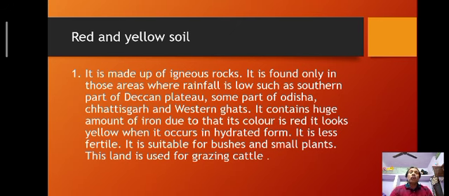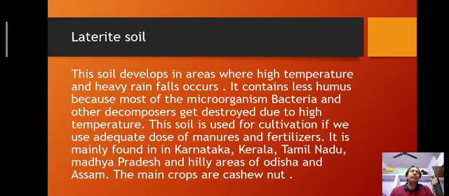So due to low rainfall, the humus also erodes. It is suitable for bushes and small plants. This land is used for grazing purposes. Now come to the laterite soil.